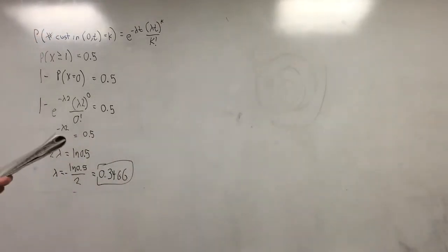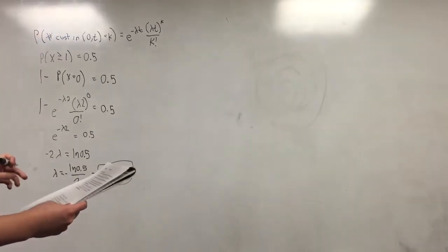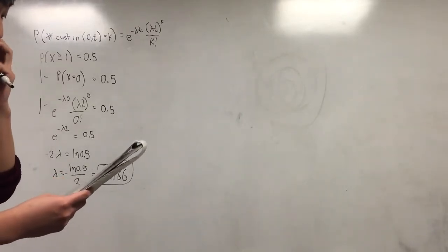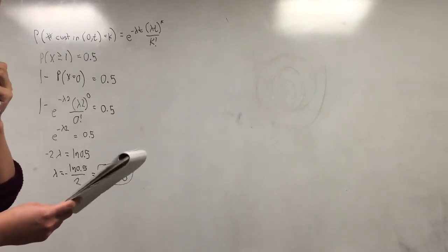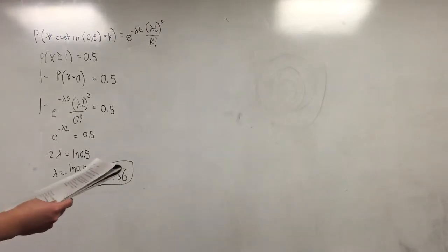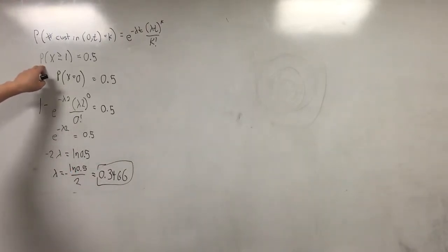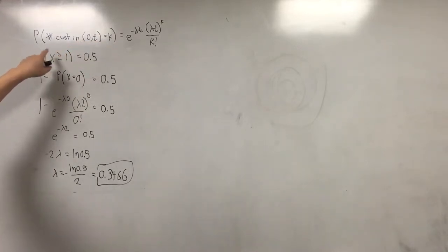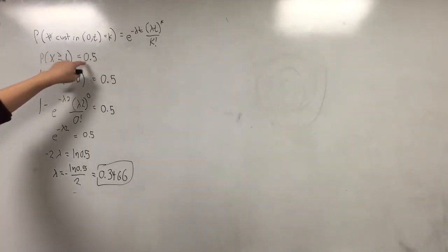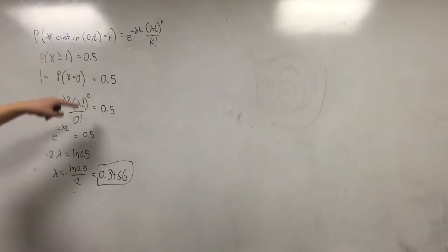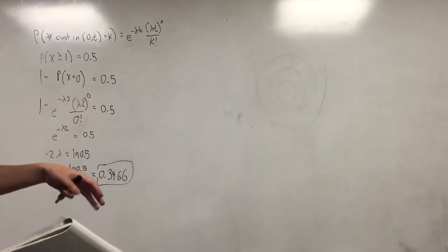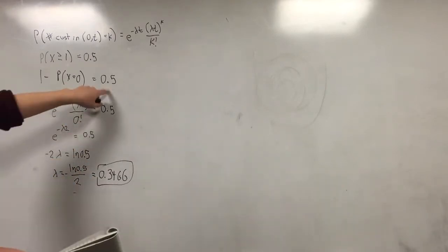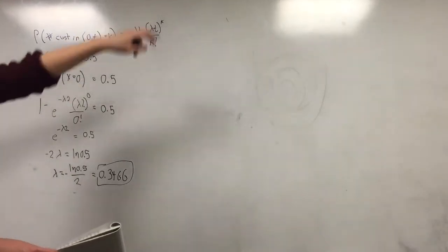Okay, so the first question asks us to find what lambda is. And we're given that the probability that in 2 minutes at least one customer arrives is equal to 0.5. So we know the probability of x, where x is the number of customers, x greater than or equal to 1, that's at least 1, is equal to 0.5. But we also know that the probability of at least one occurring is equal to 1 minus the probability of nothing occurring, and that's equal to 0.5. So we make that switch, and then we simply plug in.